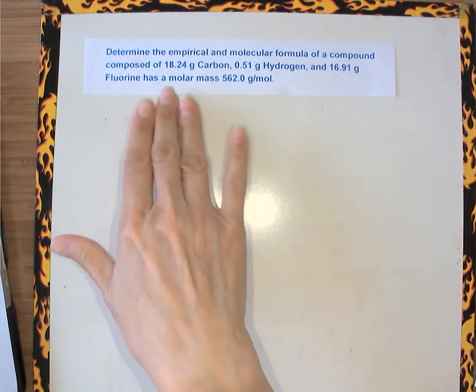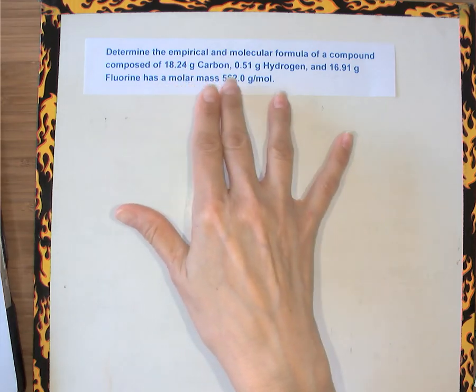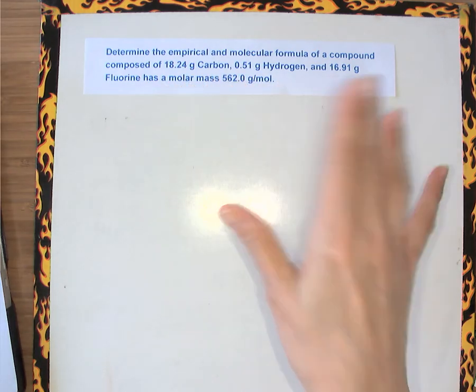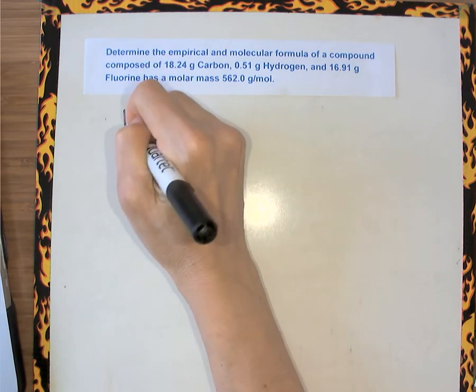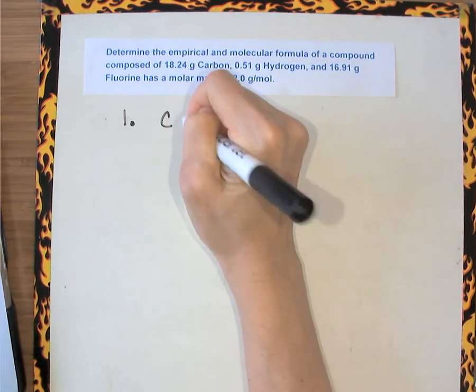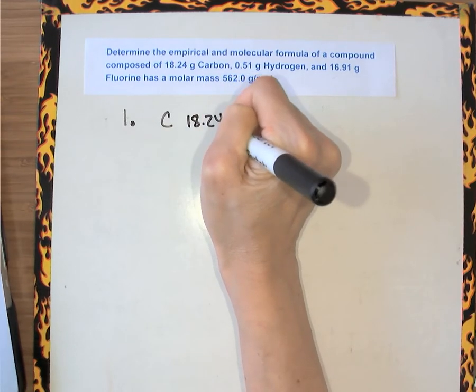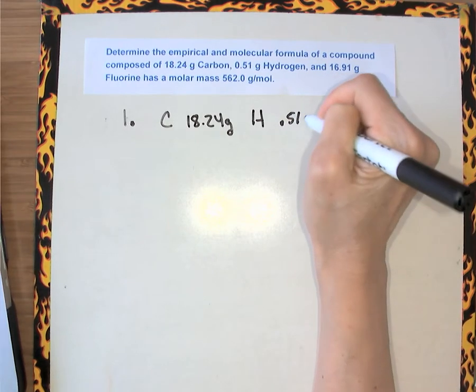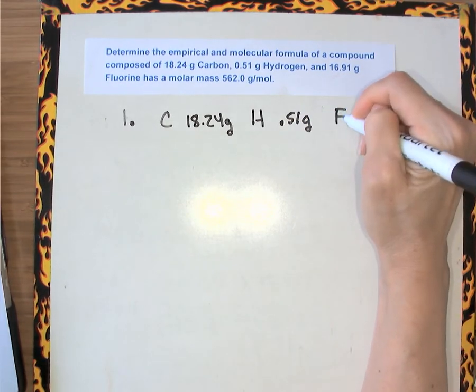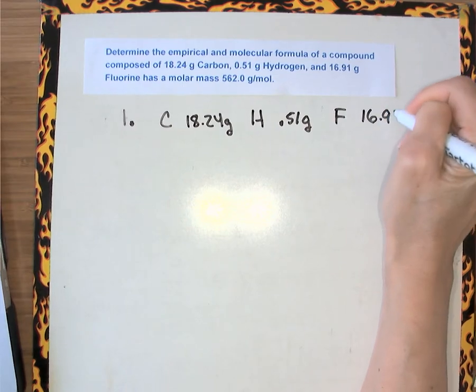The compound's composed of 18.24 grams of carbon, 0.51 grams of hydrogen, and 16.91 grams of fluorine, so C, H, and F. And this one, instead of percentages, they already did step one of finding the empirical formula. They gave you the grams, so we'll just write down step one. Carbon, 18.24 grams. Hydrogen, 0.51 grams. And fluorine, 16.91 grams.